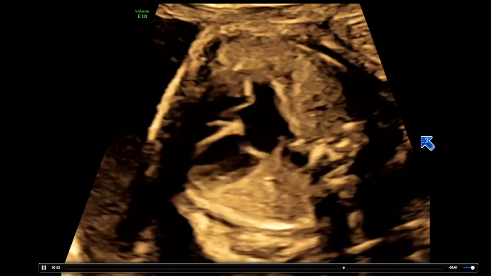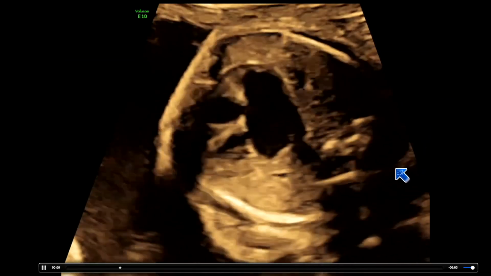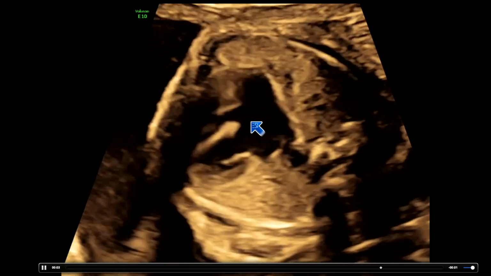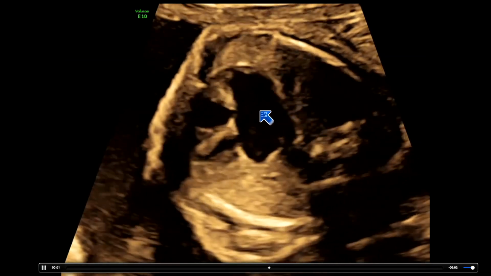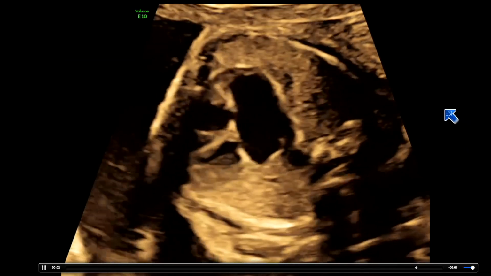And then the extreme example would be essentially a common atrium. This is a fetus who has multiple other structural abnormalities, but not only do we have a primum defect, we have a secundum defect, we have no foramen ovale, so really common atrial structure.